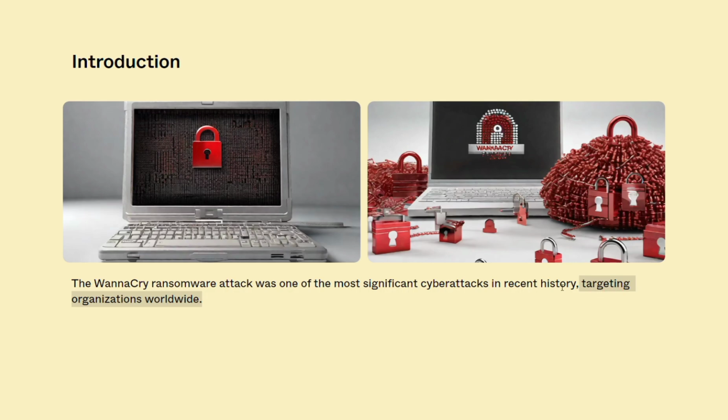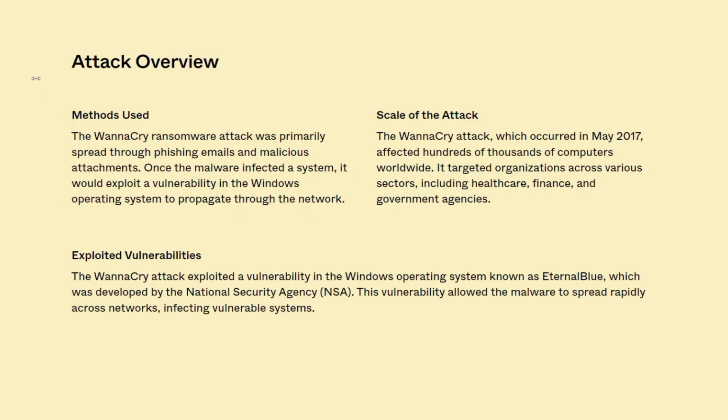So next, attack overview. Method used in the attack. The WannaCry ransomware attack was primarily spread through phishing emails and malicious attachments. Here, what the attacker did was create phishing emails with malicious attachment files along with those emails.